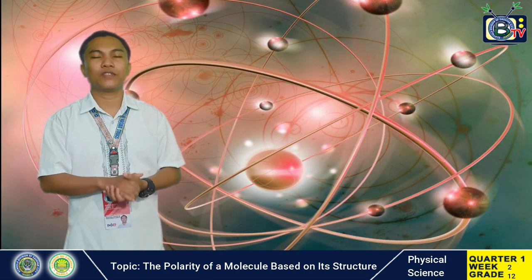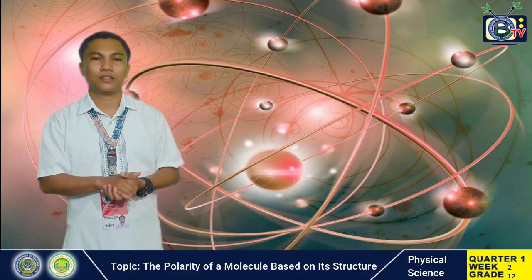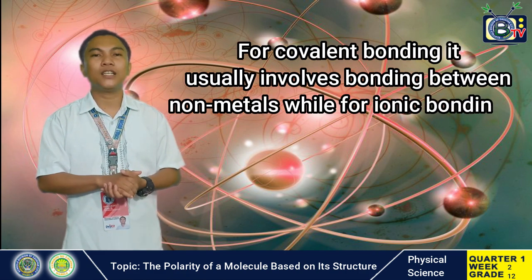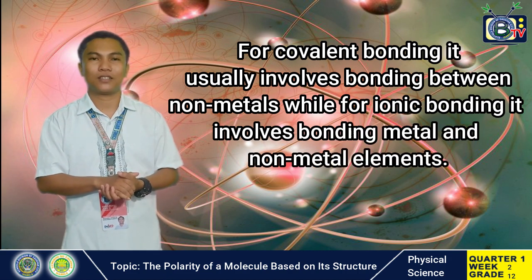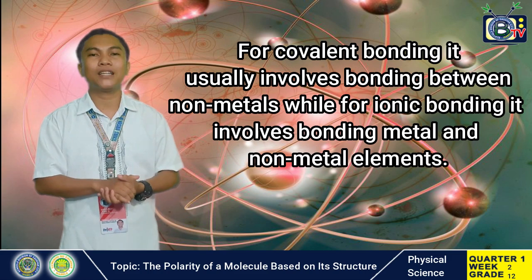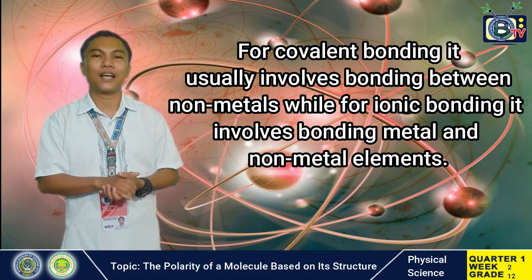What have you observed from the given bonded pair of elements? For covalent bonding, it usually involves bonding between non-metal elements, while ionic bonding involves bonding between non-metal and metal elements.